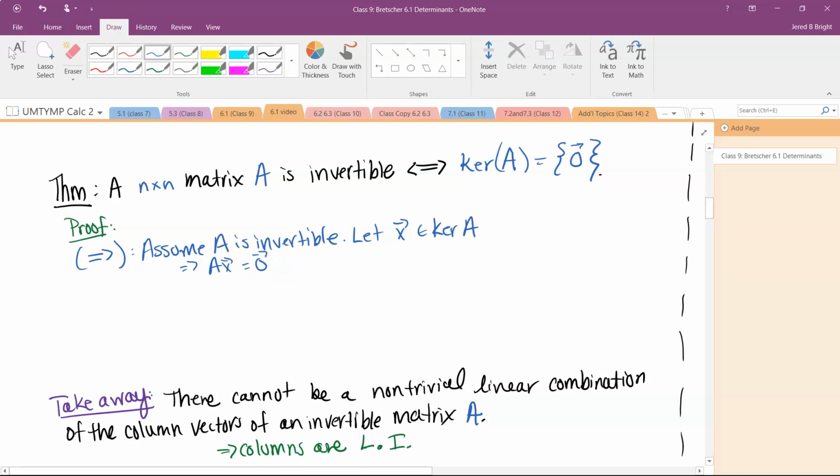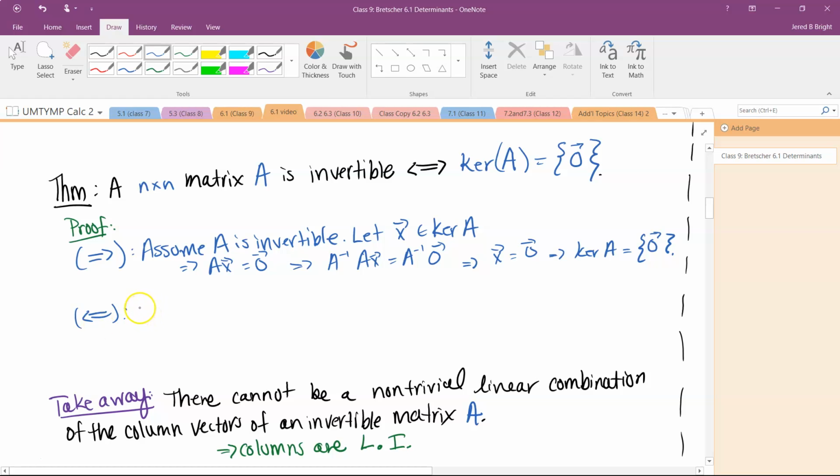And then we can apply the inverse matrix on both sides. So A inverse AX is equal to A inverse of the zero vector. From all this, the left-hand side is just the X vector. The right-hand side, if you apply the inverse to the zero vector, you get the zero vector. So that means that the kernel of A is the set that is only the zero vector. Boom, done.